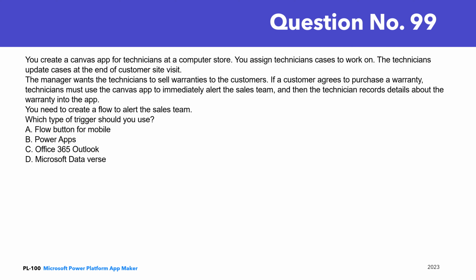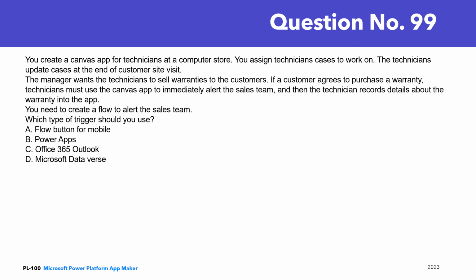You create a Canvas app for technicians at a computer store. You assign technicians cases to work on. The technicians update cases at the end of customer site visit. The manager wants the technicians to sell warranties to the customers. If a customer agrees to purchase a warranty, technicians must use the Canvas app to immediately alert the sales team, and then the technician records details about the warranty into the app. You need to create a flow to alert the sales team. Which type of trigger should you use?